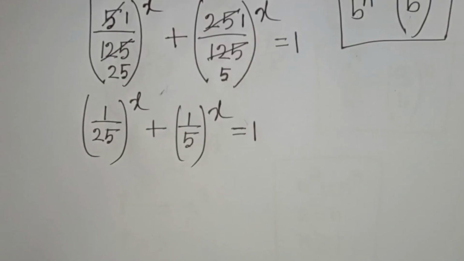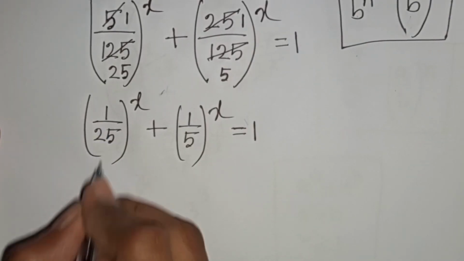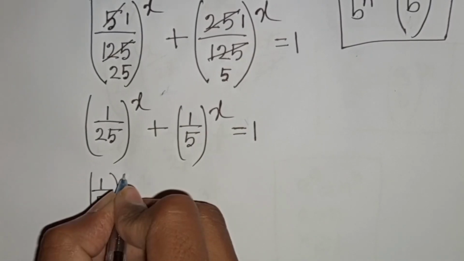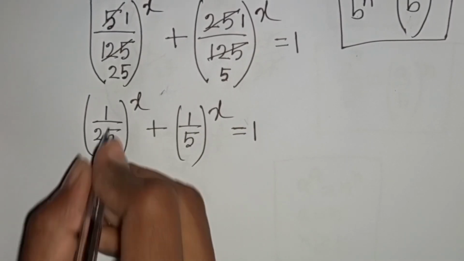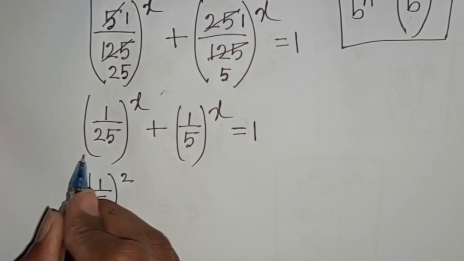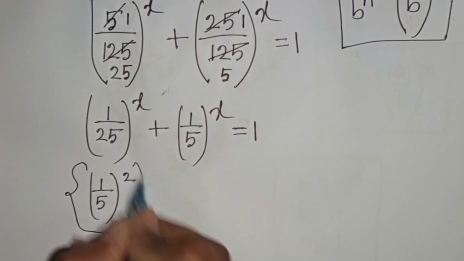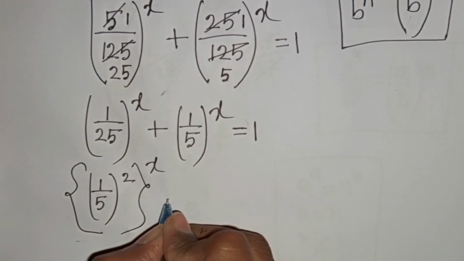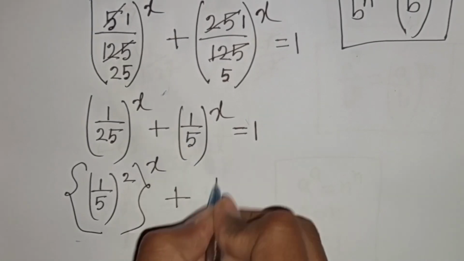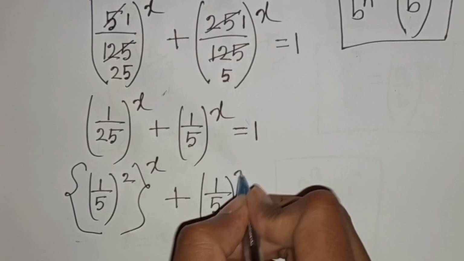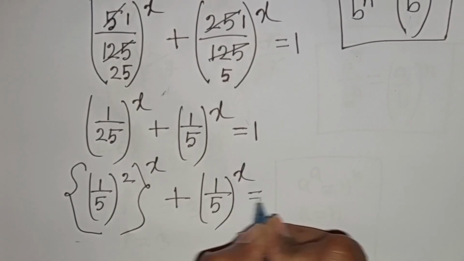Now 1 by 25 can be written as 1 by 5 bracket power 2. 1 over 5 square is same as 25. Then this first bracket can be written as second bracket, then power of x, plus 1 by 5 bracket power x is equal to 1.